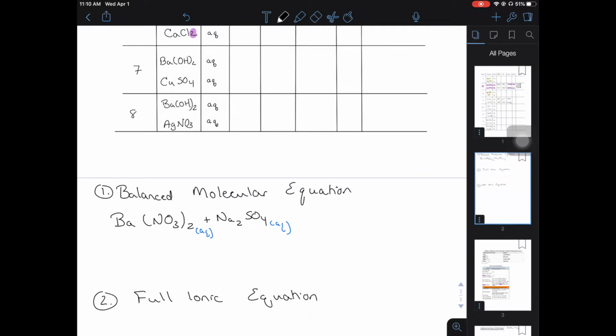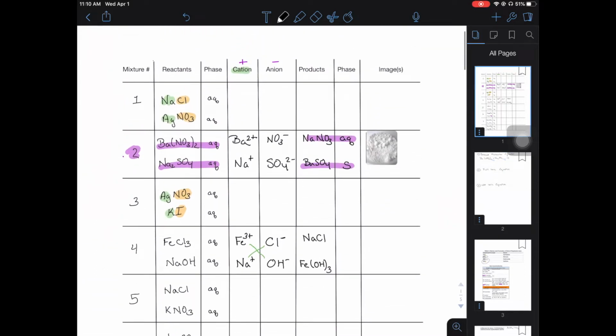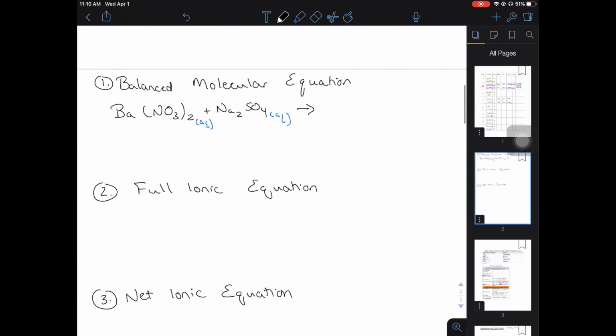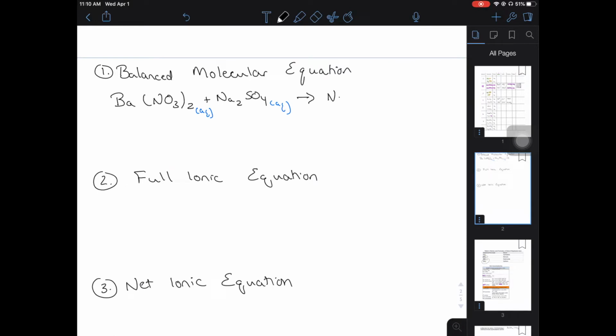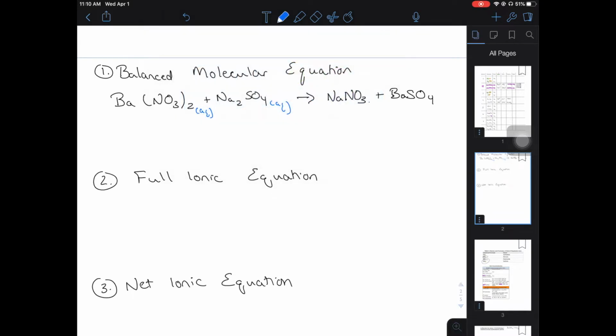So those are our two reactants, and our products, let's go back up and look. We ended up with sodium nitrate, aqueous, and barium sulfate, which was the solid. Okay, and I'm going to change color again for the phase because you have to have the phase. It's important. So those are the species present in our precipitation reaction.